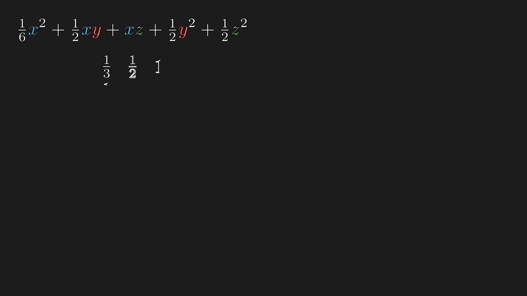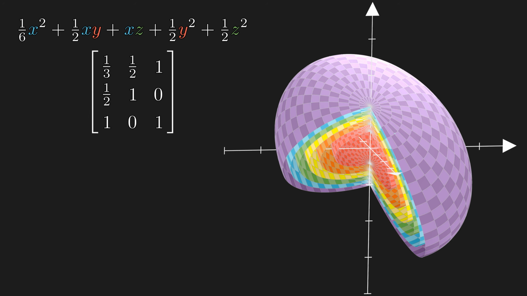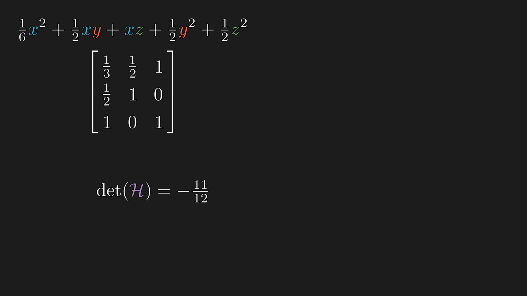Now, what about in 3 dimensions? If this happens to be a maximum or a minimum, then the level surfaces are elliptic. And if it's a saddle, then it's hyperbolic. And the mixed terms contribute to rotation. Can we use the determinant and the trace as a second derivative test?